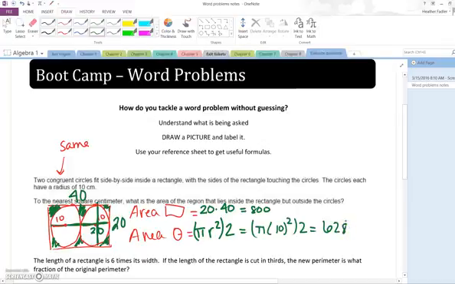So the area of the rectangle is 800. The area of the circles is 628. To find the difference between the two, you would subtract them. So 800 minus 628, we have a leftover area of 172 centimeters squared. Since we're finding area, it needs to be in centimeters squared.